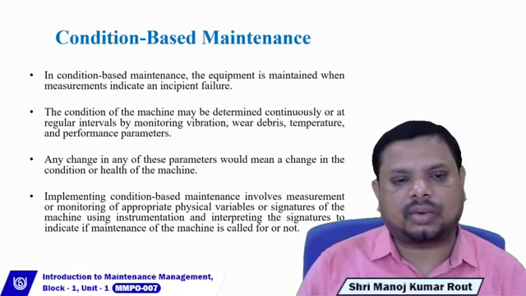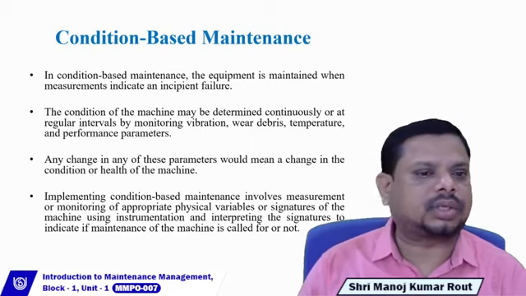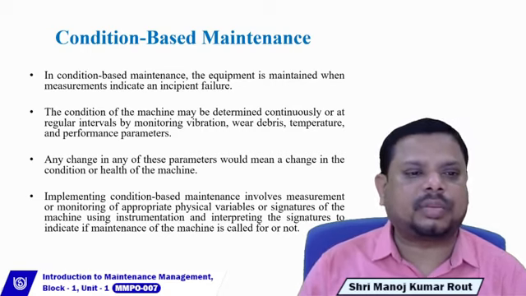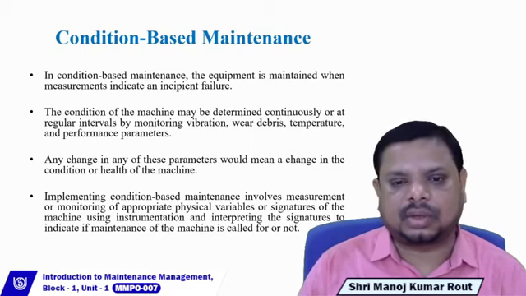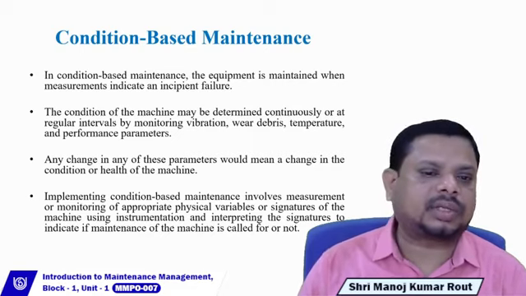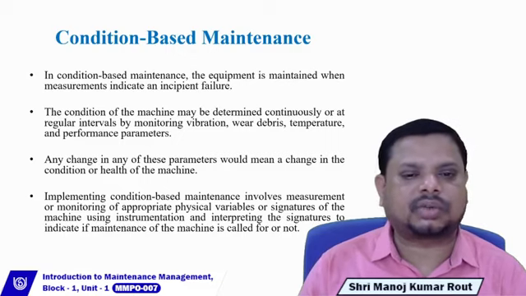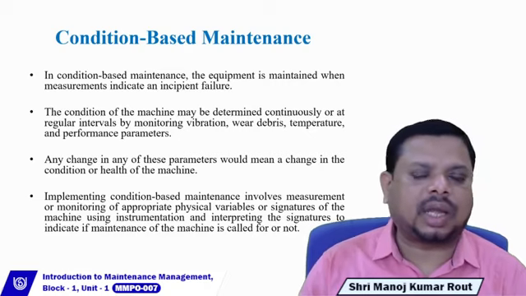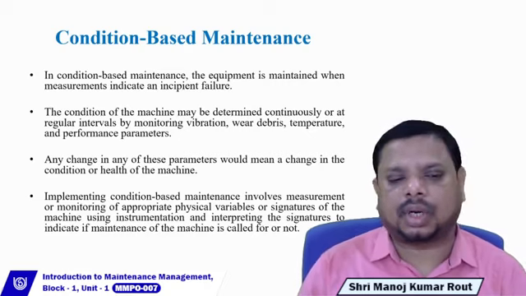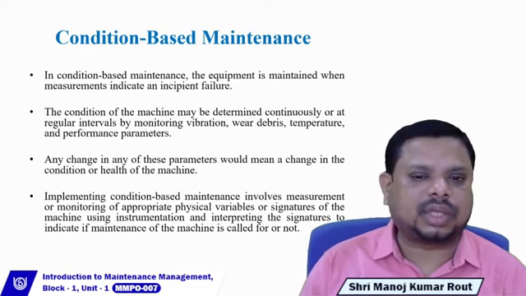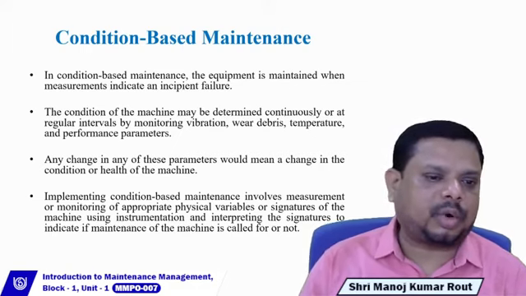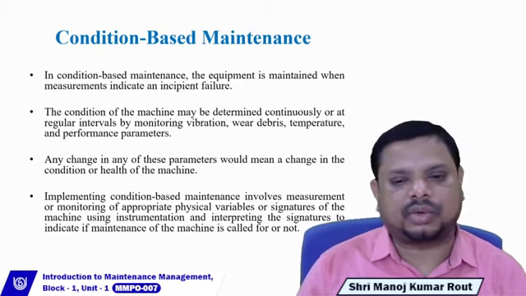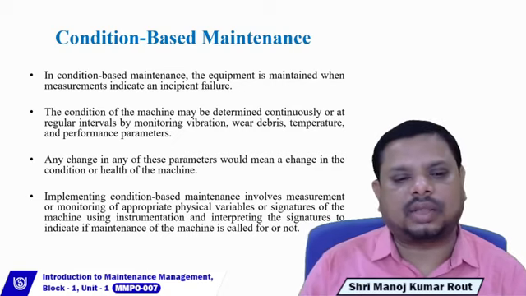So let's understand the concept behind what is known as condition-based maintenance. Here, the equipment is maintained when the measurement indicates an anticipated failure. There are so many conditions that should be monitored, especially with reference to vibrations and wear debris. The next is higher temperatures, and whether the machine is not operating under the performance parameters. So these are the conditions applied. Then point number 3, any change in any of these parameters would mean a change in the condition or health of the machines.